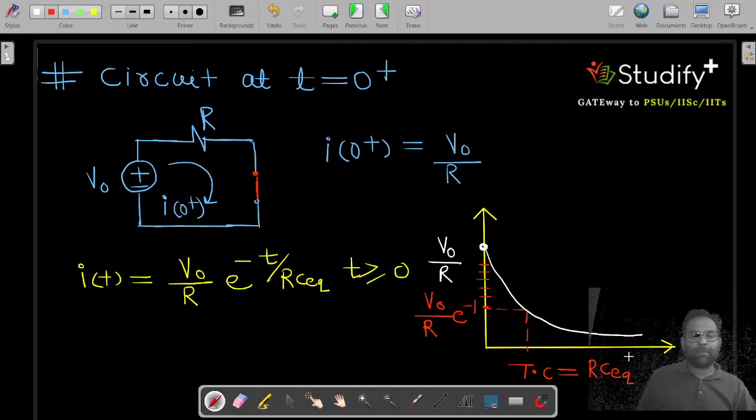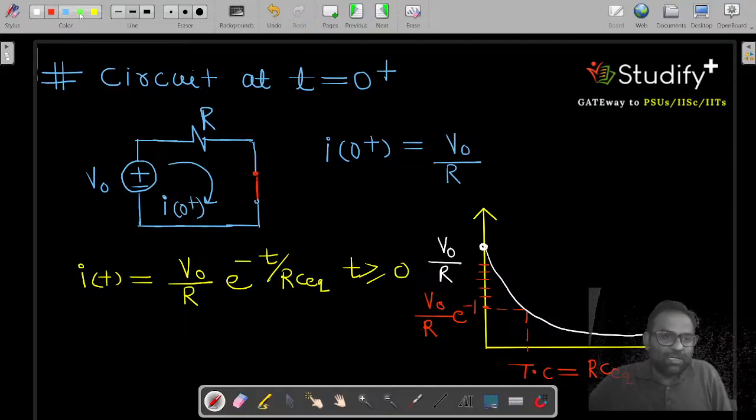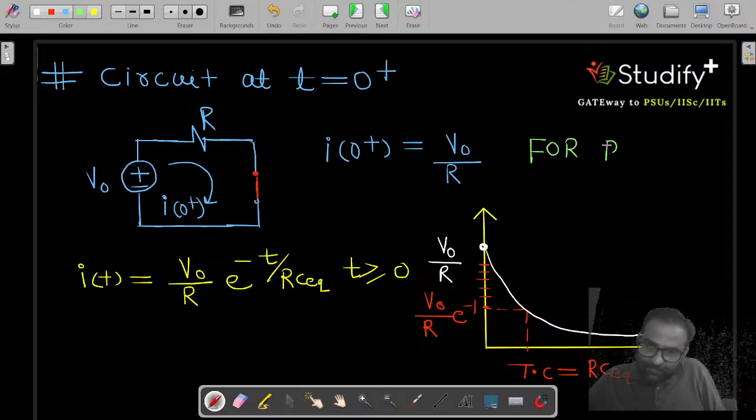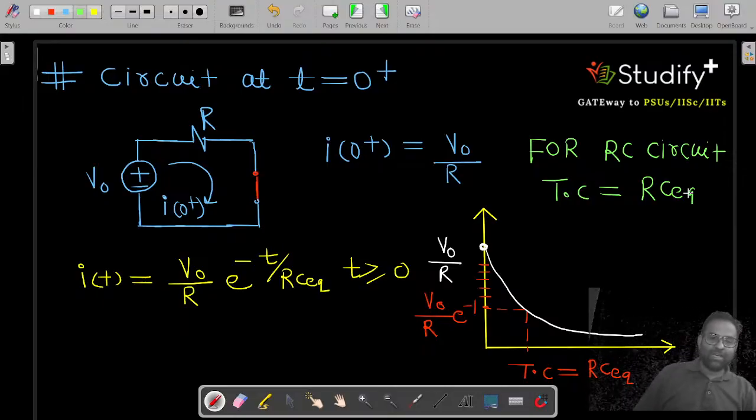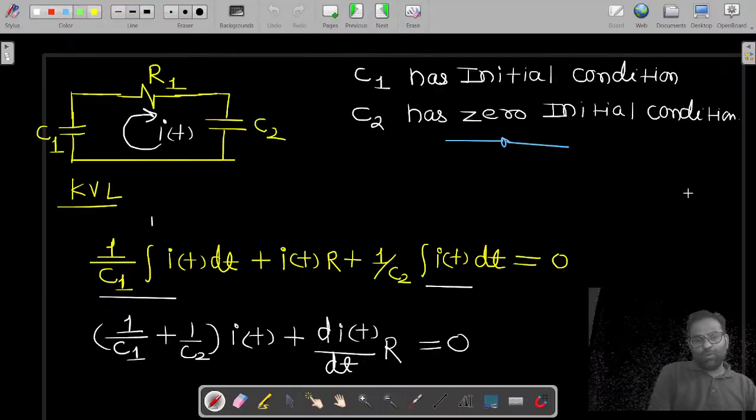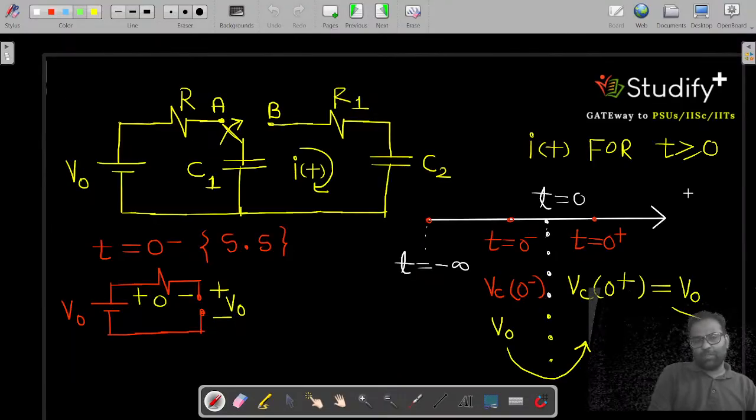So always remember, for an RC circuit the time constant is always given by R into C equivalent, or R into C. R into C is the time constant of the circuit. So what is time constant? Time constant is R into C equivalent. Now I can calculate everything across capacitors 1, 2 and 3.